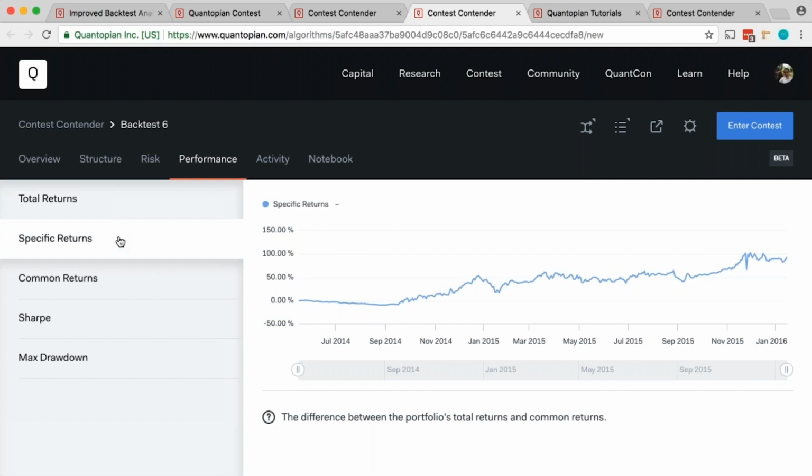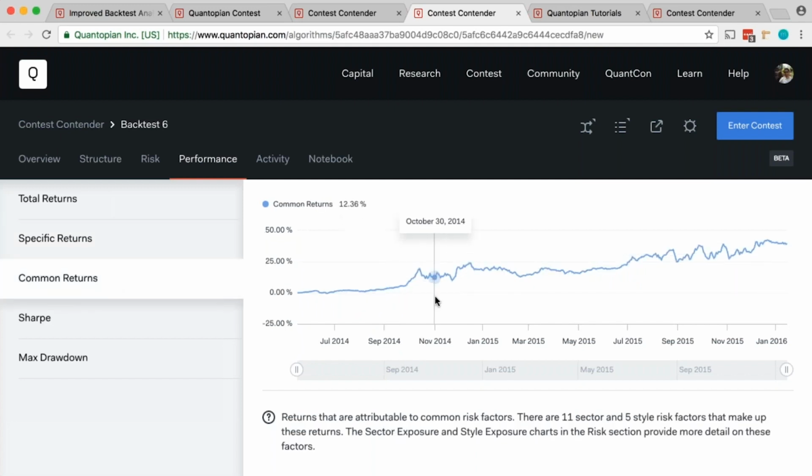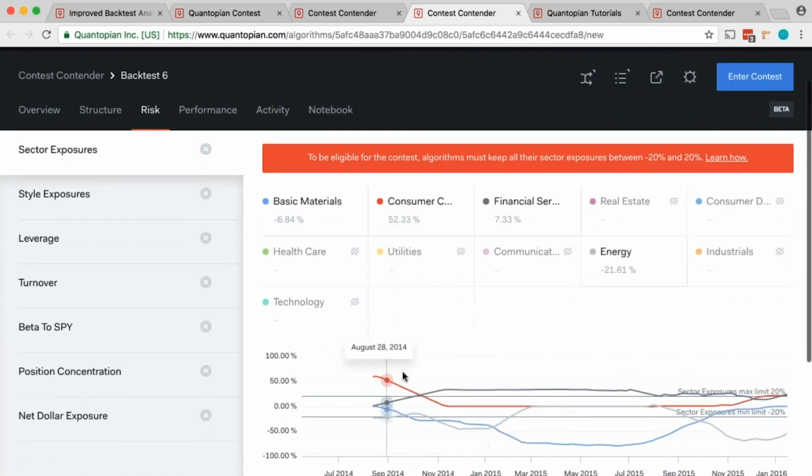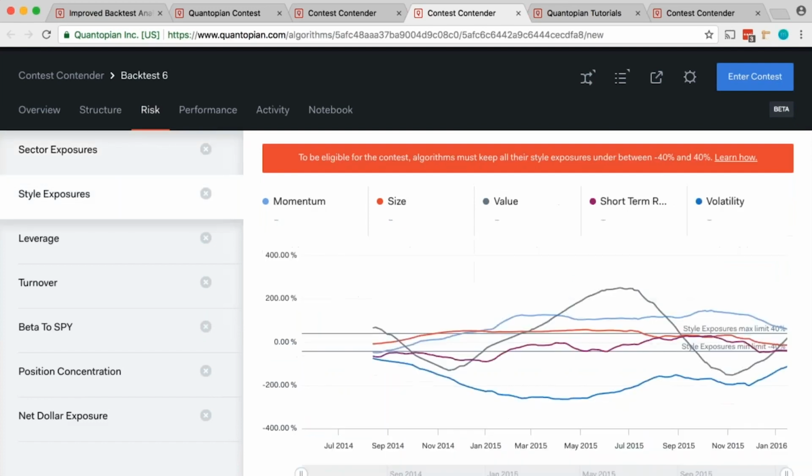Specific return is a little more interesting. It basically talks about the difference between your total returns and your common returns. And common returns are something that we can see here. So common returns are any returns that you get from just being passively exposed to one of the sector or style factors. And just to revisit what those are, these are the sector factors, various sectors of the economy, like basic materials, consumer cyclical. And style factors are common investing styles like value investing, momentum, etc.